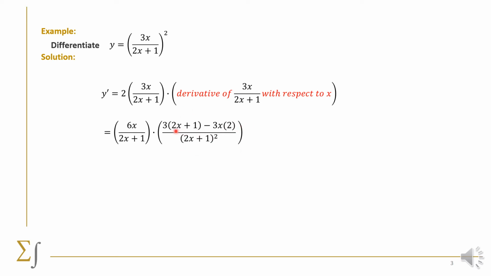Now we simplify. 3 times 2 is 6. So here we have 6x and here we have minus 6x. These will add up to 0. So we are left with, this is the first bracket, the second bracket, 3 in the numerator and in the denominator we have (2x plus 1) all squared. So we will have y prime equals 18x all over (2x plus 1) to the power 3.